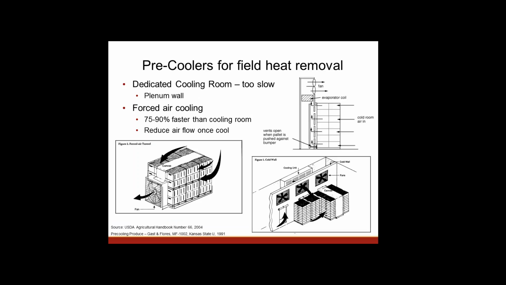The other is using a dedicated cooling room. If we just have cooling in a room, it's often too slow. But if we can force air around the product, it'll cool faster. So one option is what we call a Plenum Wall. This picture up here shows a Plenum Wall, where you build a special wall and you've got the cooling in the wall. The airflow is basically around like this and through the product. So you're forcing air through the product much faster, and we get a higher heat transfer rate to cool the product faster.